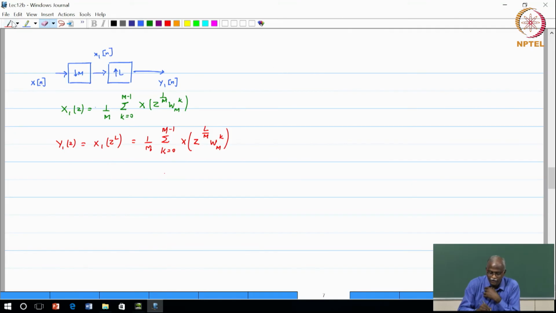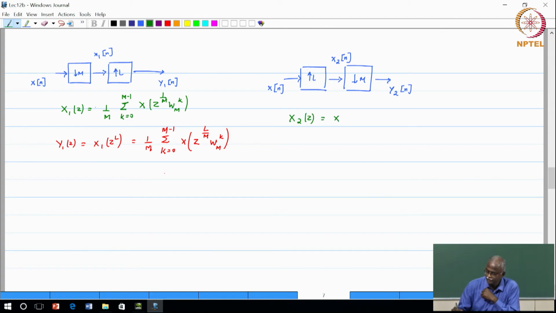On the other side, if I move over and draw the interchanged sequence, upsampling by a factor of L, downsampling by a factor of M. Again, I will leave you to quickly write down the expressions. I will just write the final answer. If this is x of n, same input, I will just give a different labeling for the outputs, because I do not know if they are equal or under what conditions they will be equal, and the intermediate signal I am going to call x2 of n. So, the first step, X2 of z is upsampling, X of z power L.